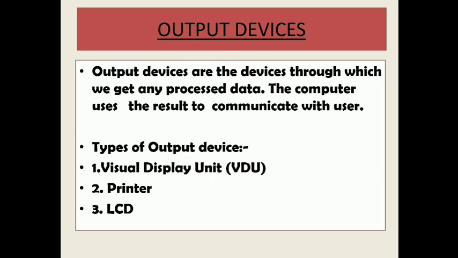Output devices. Output devices are the devices through which we get the results of processed data. The computer uses them to communicate with the user, which means it receives data or instruction from the input devices in a high level language and passes it to the CPU for further processing. The different types of output devices are visual display unit, printer, LCD projector.